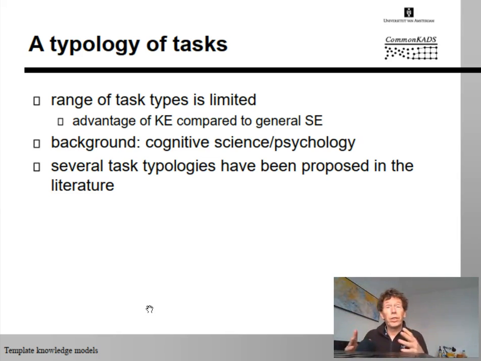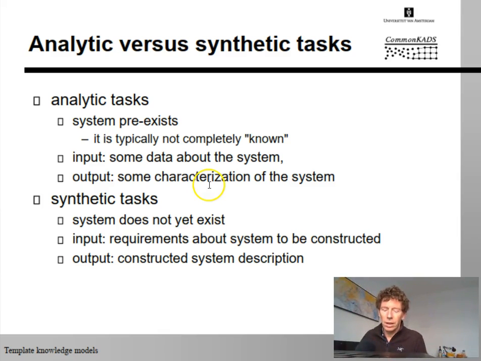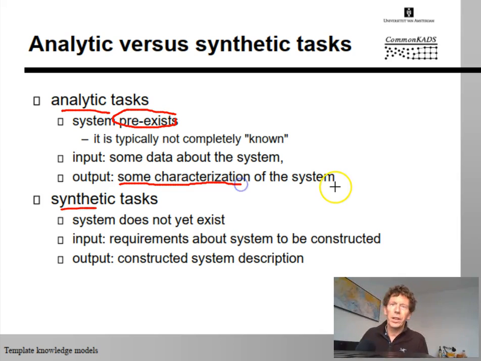This library is not just a flat set of templates. This library is organized as a hierarchy of tasks. And there's been much debate on how to organize tasks in groups that belong together. And this is partly psychology, partly philosophy, but it is useful to organize the library as a hierarchy. And the hierarchy consists of two main groups. The first group is analytic tasks, and the second is synthetic tasks. So the idea of an analytic task is that something is existing and we're trying to find out something about something that already exists.